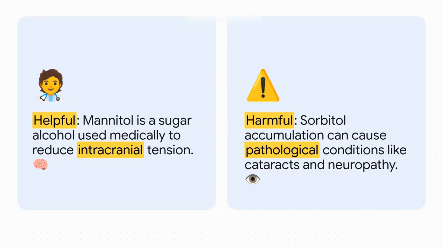And what's really wild is how a tiny chemical tweak can turn these molecules into either a lifesaver or a major problem. For example, the sugar alcohol mannitol is used in hospitals to reduce dangerous swelling in the brain. But on the other hand, another sugar alcohol, sorbitol, can build up in people with uncontrolled diabetes and cause serious damage like cataracts and nerve pain. It's a real double-edged sword.